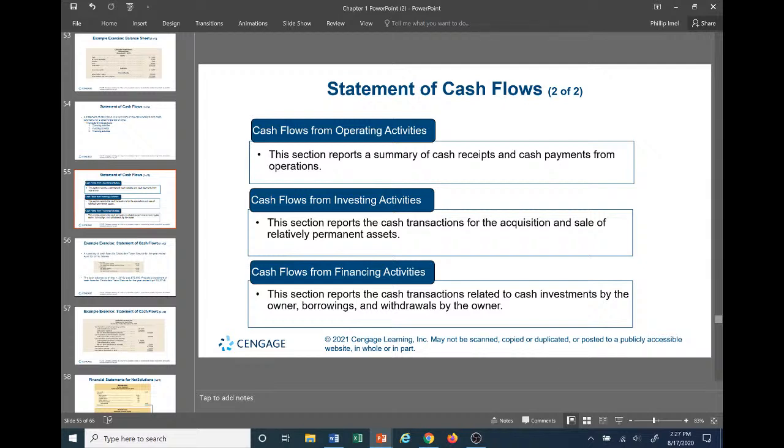So if we're obtaining a loan from a bank, okay, financing. We issue stock, financing. Bonds, financing. Anyone pulling money out, financing, okay? So statement of cash flows.